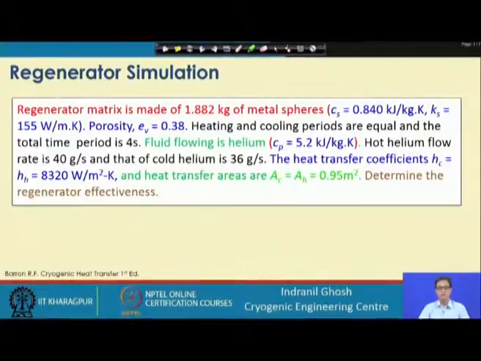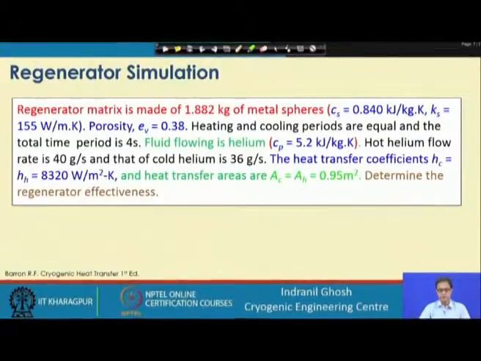It is made of, say, 1.182 kg metal spheres, and its material properties are known. Both the specific heat and the thermal conductivity of this material have already been given. The porosity is also known, and it is made of packed bed spheres. The heating and cooling periods are equal, and the total time period is 4 seconds. So the hot period is 2 seconds and the cold period is also 2 seconds.